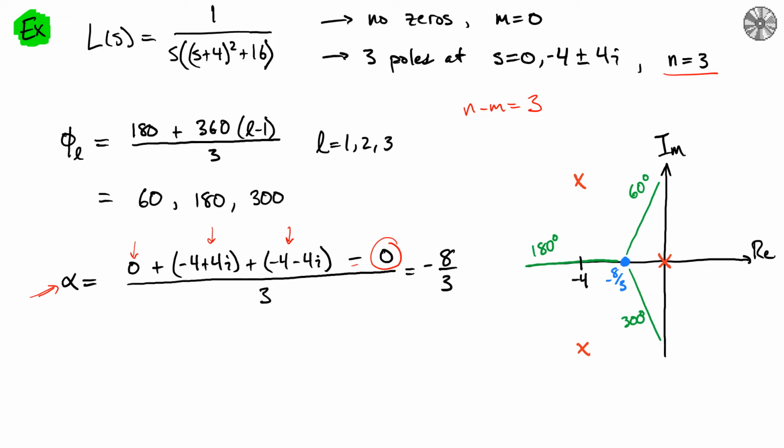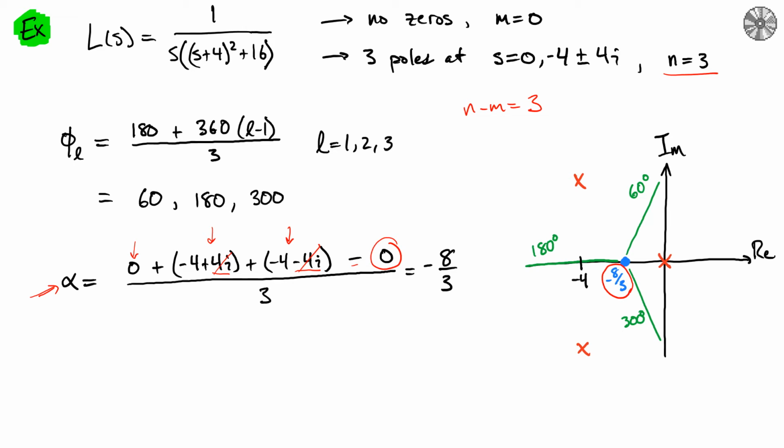Notice importantly that for complex conjugates of complex poles or zeros, the imaginary parts are necessarily going to cancel. And so that's why alpha is always going to be on the real axis. What's left is this minus 4 and this minus 4, and we get minus 8 over 3. And so the location where these asymptotes originate is at minus 8/3.